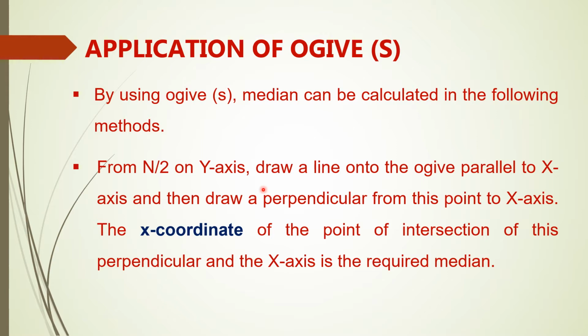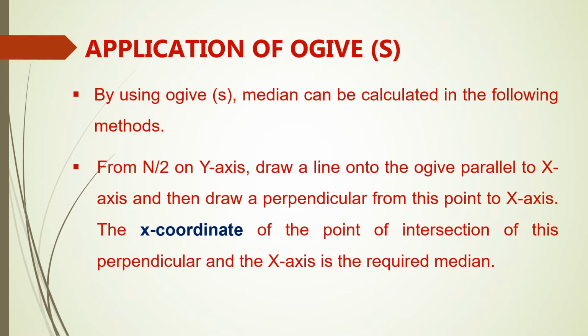From that point, draw a perpendicular to the x-axis. And no doubt this perpendicular will also intersect the x-axis at some point. The x-coordinate of the point of intersection of this perpendicular and the x-axis is the required median. At that point, the x-coordinate will be considered as the median of the given data.